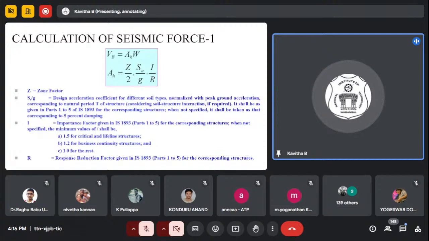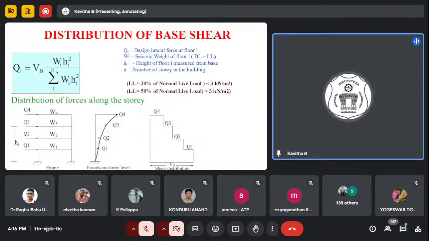So this is the formula. VB is nothing but the base shear, Ah multiplied by W. This formula and the terminology you can get from the code book. How we are going to deal with the results, that alone we can discuss because of time. So we can see that this Q is nothing but the lateral force. Whenever an earthquake comes, my objective is to know how much force may come on my particular structure, so that I can design my structure against that particular load.